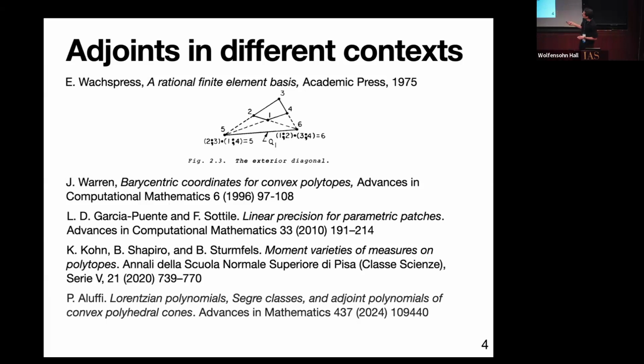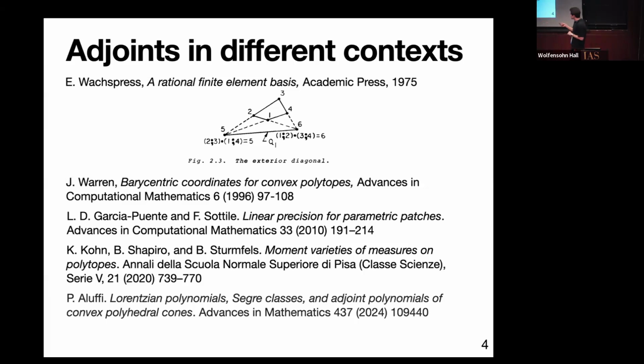And then Warren did this for polytopes in arbitrary dimensions. He generalized these barycentric coordinates, or Wachspress coordinates, to convex polytopes of arbitrary dimension. This is a paper by Garcia Puente and Sottile. They were interested in geometric modeling, so they studied surface patches and ended up using adjoints in that setting. This is a 2020 paper by Kohn, Shapiro, and Sturmfels. They encountered adjoints in the context of statistics. It turns out that the adjoint is a numerator of the moment generating function of the uniform distribution on the polytope.